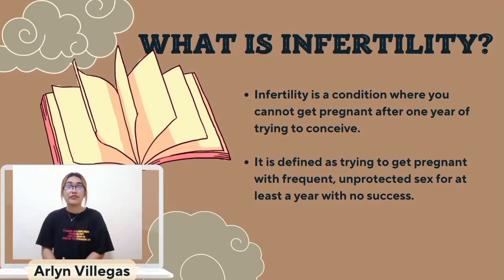So what is infertility? So infertility is a condition where you cannot get pregnant after 1 year of trying to conceive. It is defined as trying to get pregnant with frequent unprotected sex for at least a year with no success. So infertility results from female factors about 1/3 of the time and both female and male factors about 1/3 of the time. So the cause is either unknown or a combination of male and female factors in the remaining cases.